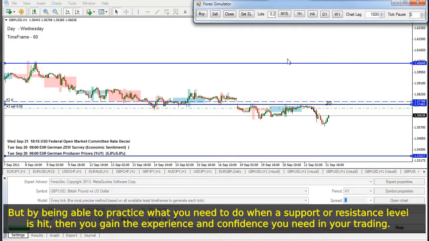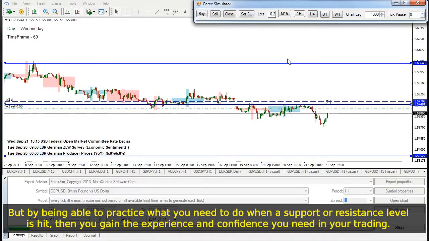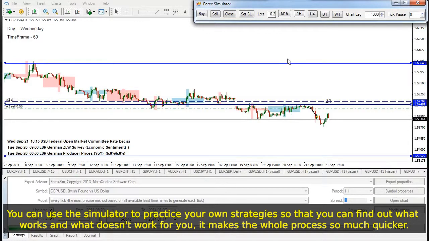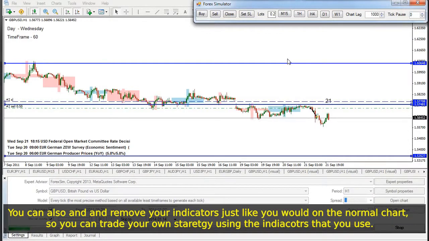But by being able to practice what you need to do when a support or resistance level is hit, you gain the experience and confidence you need in your trading. You can use the simulator to practice your own strategies so that you can find out what works and what doesn't for you. It makes the whole process a lot quicker.